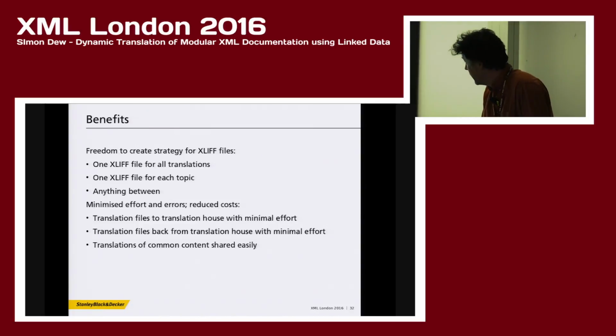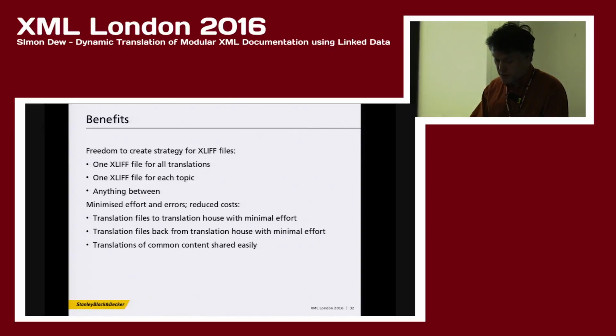And secondly, it vastly minimized the effort involved in translation. Far fewer files to maintain. The XLIFF files that we produced, we could send them directly to our translation house without intervention. They could send their translated XLIFF files back, and with minimal effort we could just drop them straight into the content management system, and they would be available straight away for translation. So the simplification of the process minimized translation errors, and translation costs were also reduced because we could share translations of common content more easily between several documents.